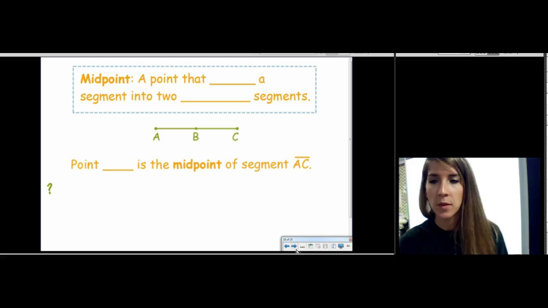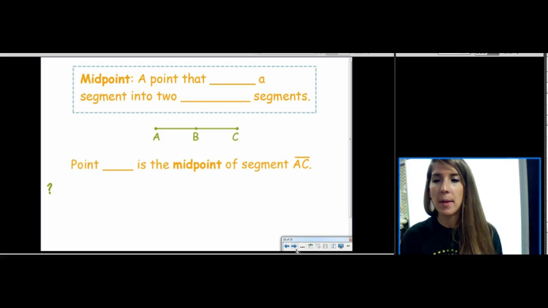All right, this is the first thing I need you to write in your notes, so write it down. This is the definition of midpoint. This one you also already had in your vocab, but I want you to write it again.